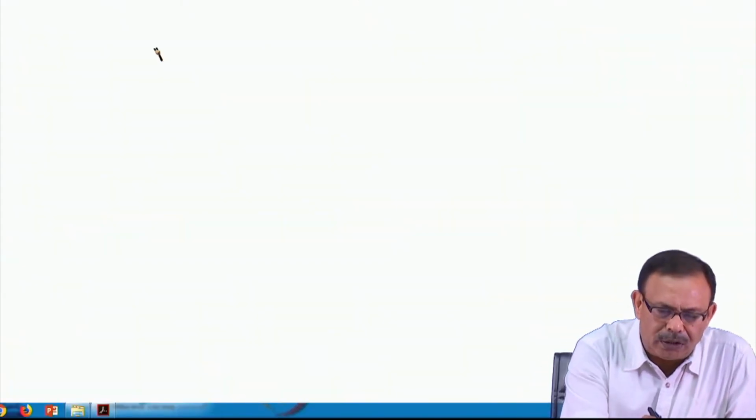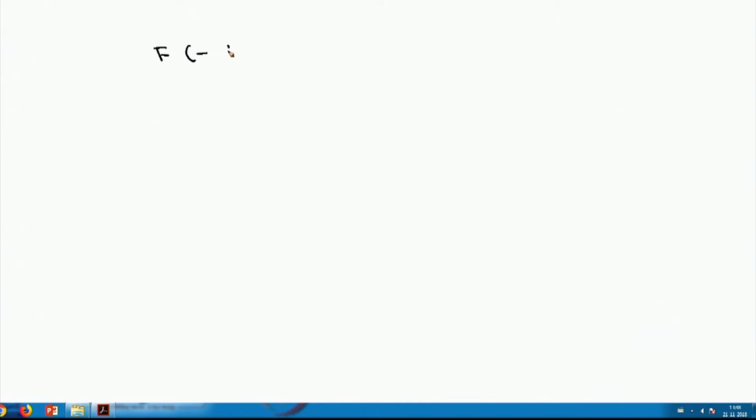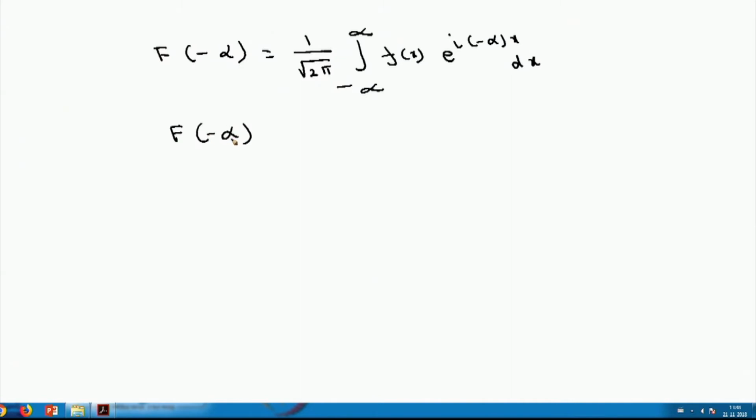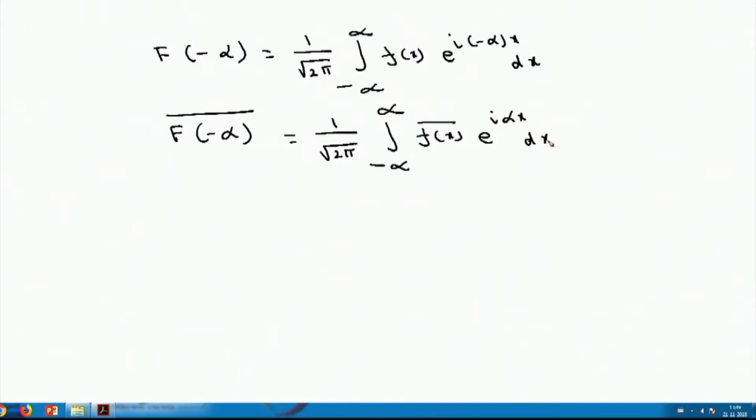To prove this one, again I am starting with f of minus alpha. This is, I can write down 1 by root 2 pi from minus infinity to infinity, inverse transform f x into e power minus i alpha x into dx. So that f of minus alpha bar equals 1 by root 2 pi minus infinity to infinity, bar will come on f x, and this e power minus i alpha x will become e power i alpha x into dx.